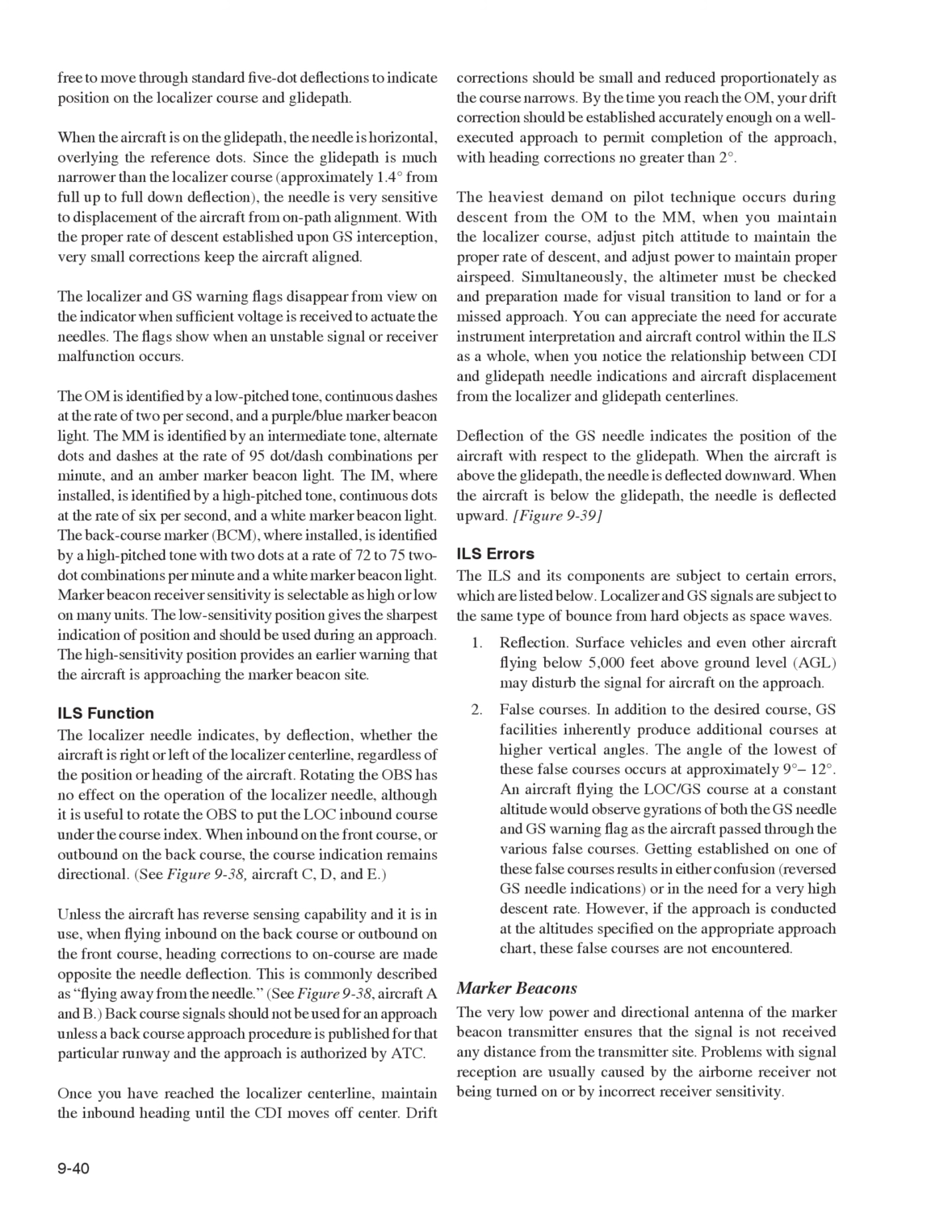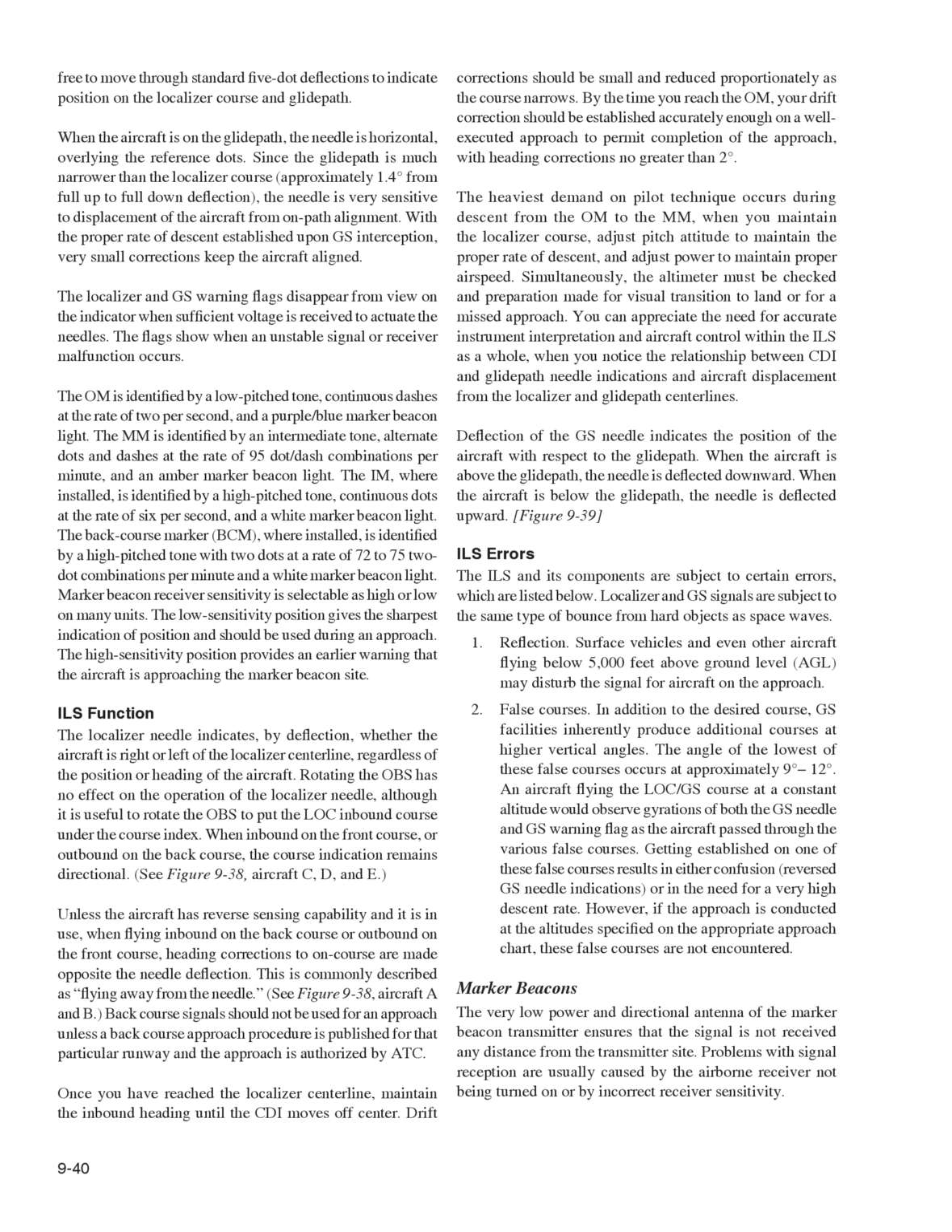When the aircraft is on the glide path, the needle is horizontal, overlying the reference dots. Since the glide path is much narrower than the localizer course, approximately 1.4 degrees from full up to full down deflection, the needle is very sensitive to displacement of the aircraft from on-path alignment. With a proper rate of descent established upon GS interception, very small corrections keep the aircraft aligned. The localizer and GS warning flags disappear from view on the indicator when sufficient voltage is received to actuate the needles. The flags show when an unstable signal or receiver malfunction occurs.